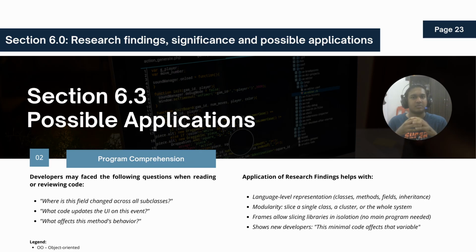The second major application is program comprehension, simply understanding how an object-oriented system works. Developers often ask questions like, where does this field, such as balance, get changed, especially across all subclasses? Which parts of the code update the UI when a certain event occurs? What influences this particular method's behavior? Using slices, we can answer all of these questions by slicing with respect to a field at a specific point, a public method of a class, or an observable behavior we care about.